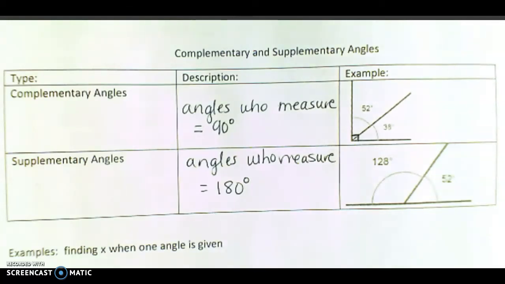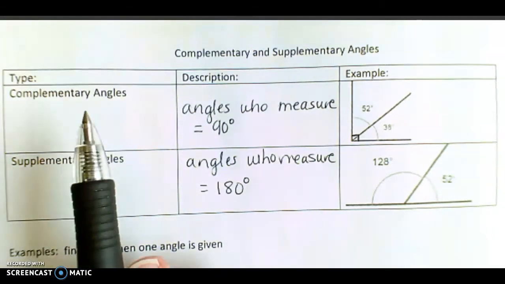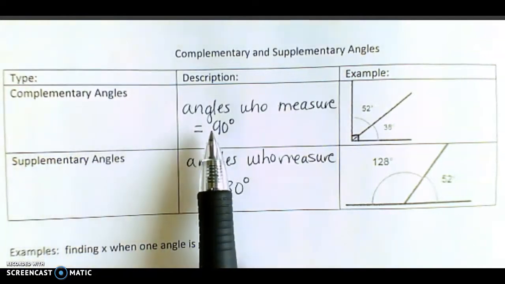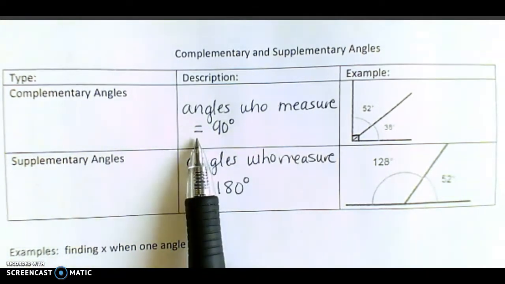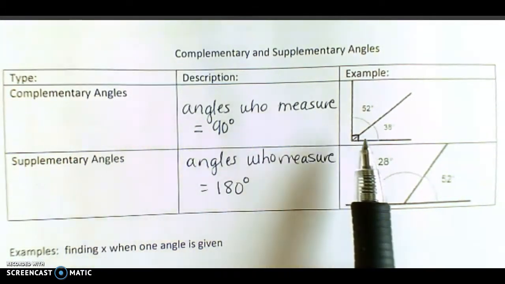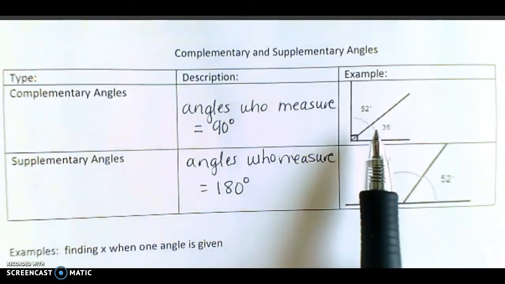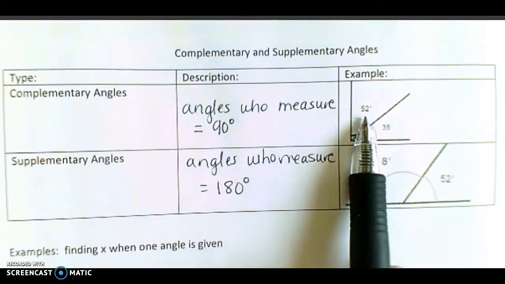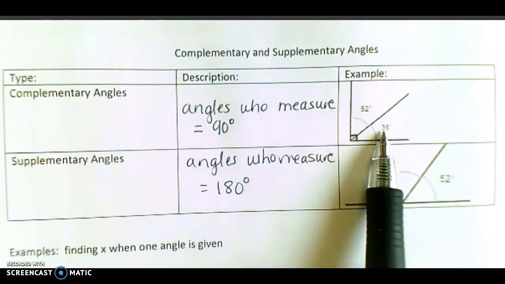We're talking about complementary and supplementary angles. Complementary angles are two angles whose measures add up to equal 90 degrees. For example, these two angles, 52 and 38, if you add those two together, you get 90 degrees.